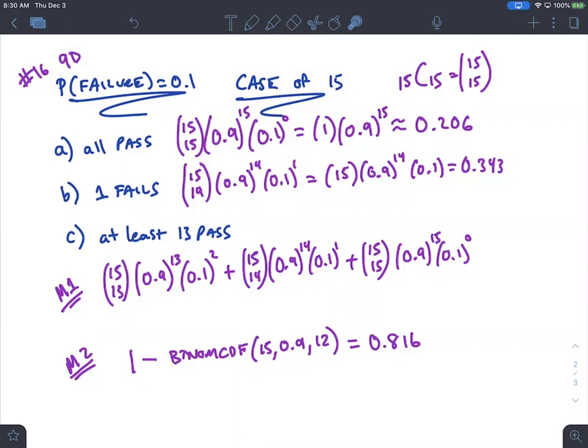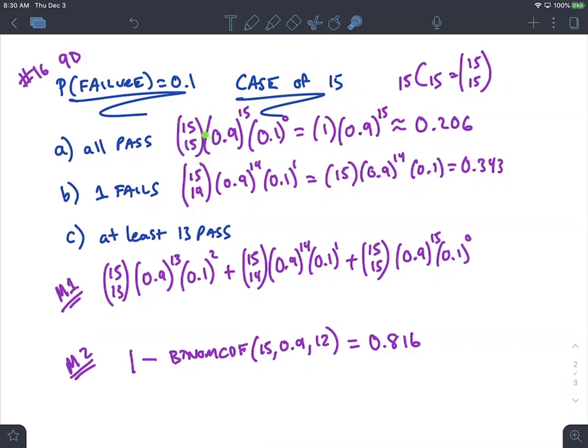Okay, here is problem number 16 from section 9D. What you're given is that the failure rate is 0.1 and you're opening a case of 15, and they want to know for part A, what is the probability that all will pass? So that would be 15 choose 15, and notice that 15 choose 15 is just a different notation for this 15 C 15. It means the same thing.